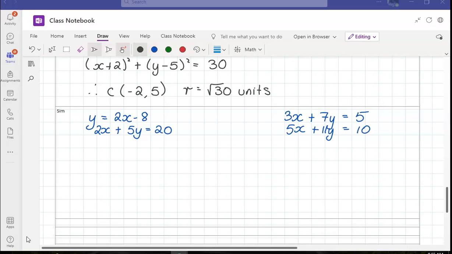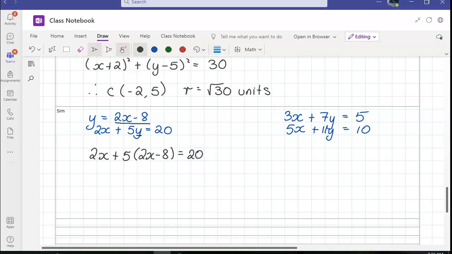What did you guys say that we would have to do here? Sub. So you can see when it's y equals or x equals, it just flows into the substitute bit. So wherever y appears in your second equation, you are going to sub. So we end up with 2x plus, instead of 5 times y, what is our y? 2x minus 8.